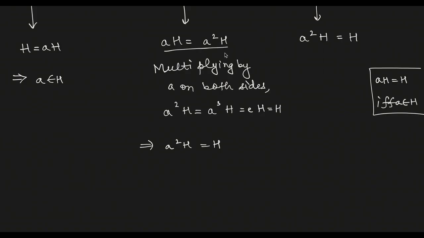AH is equal to A square H. A square H is equal to AH. So by combining these two, I will get AH is equal to H. Again, by the absorption property, A belongs to H.